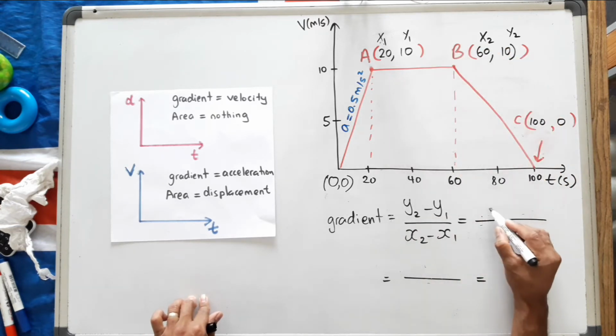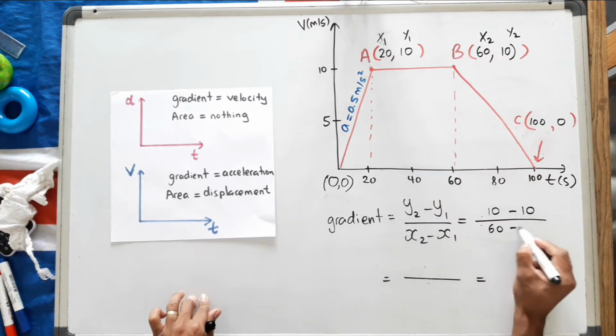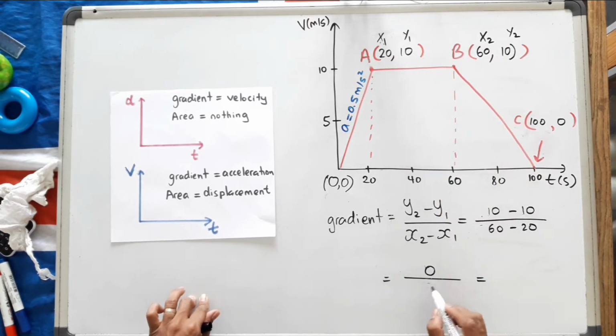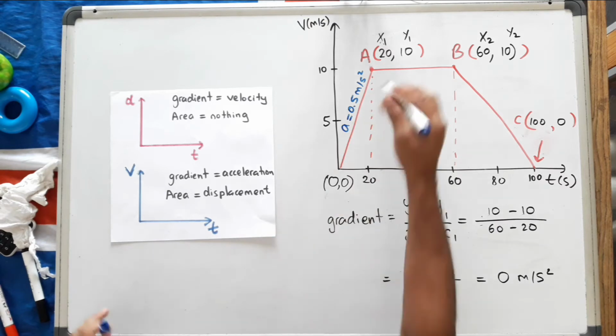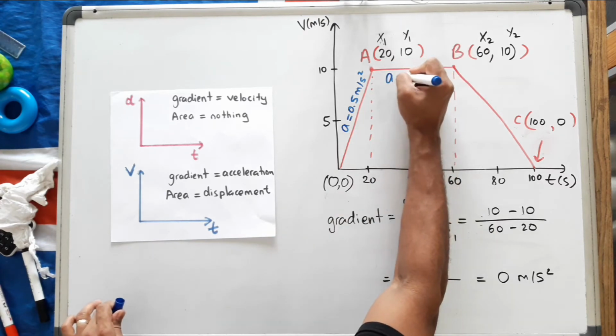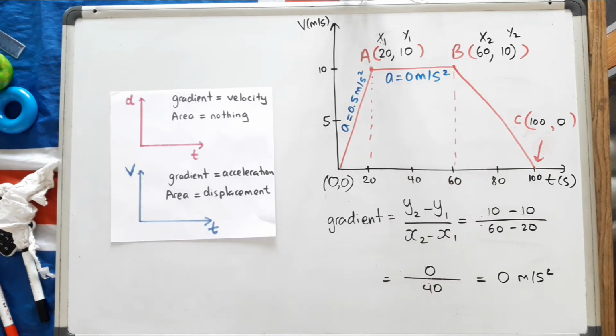Y2 minus y1: 10 minus 10. X2 minus x1: 60 minus 20. You're going to get 0 divided by 40, which is 0 meters per second squared. So the acceleration between A and B is 0 meters per second squared.